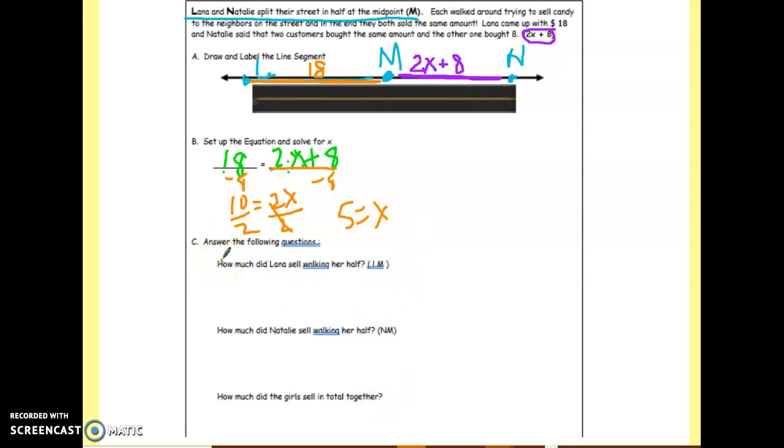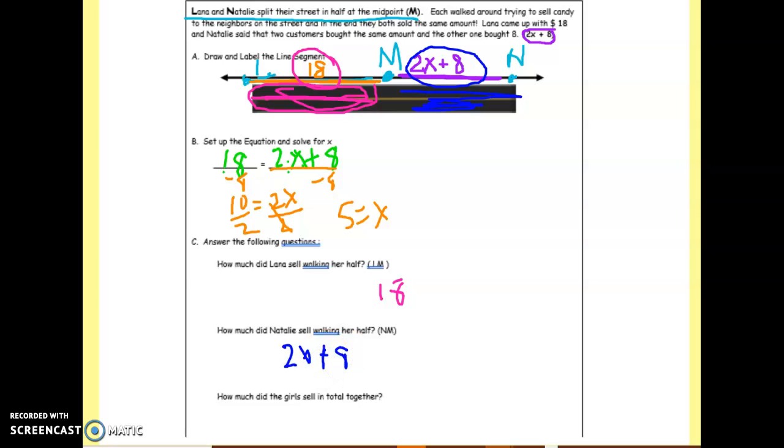The first one says, how much did Lana sell walking her half? Whether you go back to the visual or the narrative at the top, Lana's side of the street is right here. She sold to all these people, and it told you point blank that she sold 18. And then, how much did Natalie sell walking on her half of the street? Here's her half of the street, and she had an expression, 2x plus 8.